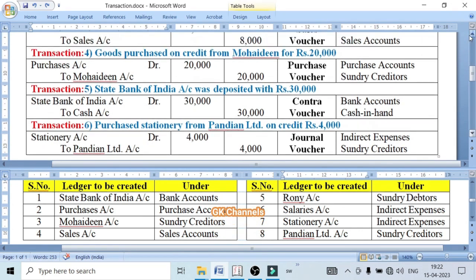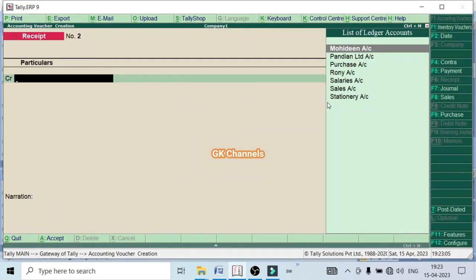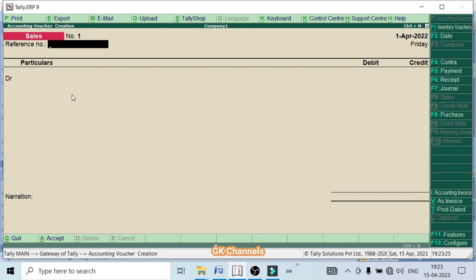Third accounting voucher is sales voucher, cash sales made for rupees 8,000. So sales voucher, F8 sales. I am selecting in the right hand side vertical bar. Here also it is in single entry mode. So in the right hand side vertical bar, Ctrl V as voucher button. I am clicking that button, Ctrl V with double underscore. So that makes this into double entry mode.